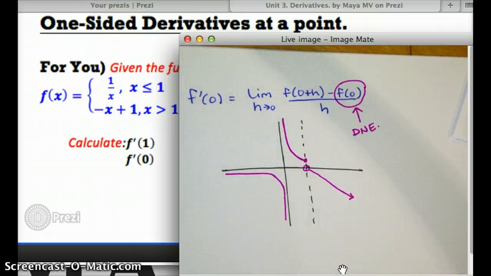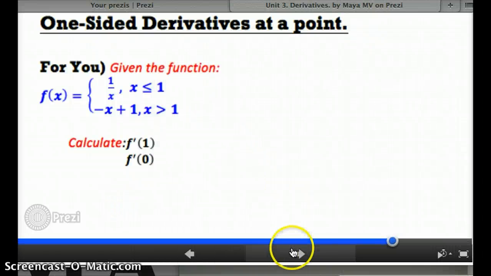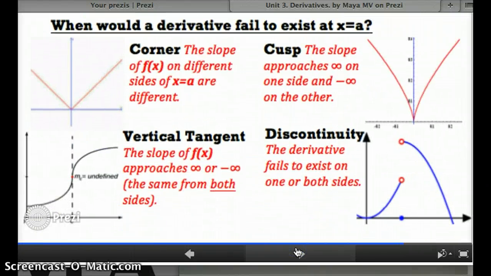So this kind of makes you want to wonder, what does it really mean for a derivative to not exist? Well, I'm so glad you asked. It turns out there's 4 different situations in which a limit might not exist. We'll start thinking about it graphically, and then we'll talk about the algebra. So the 4 different things that could happen that would cause a derivative to not exist are a corner, a cusp, a vertical tangent, or a discontinuity.